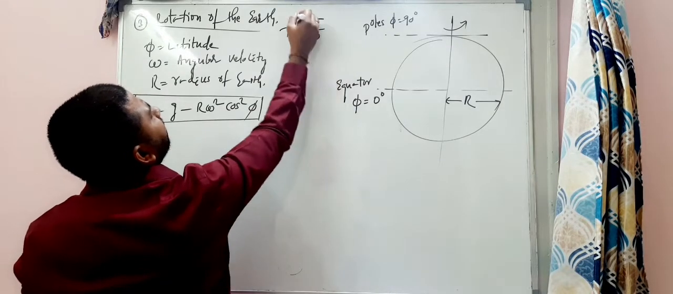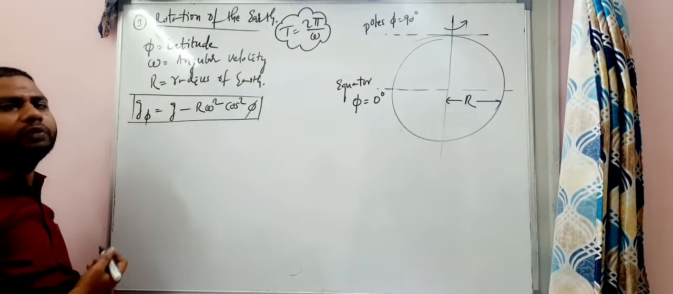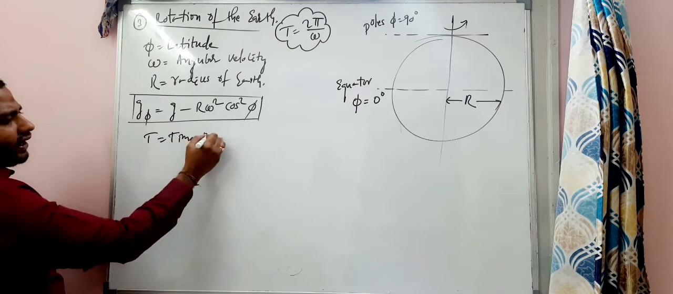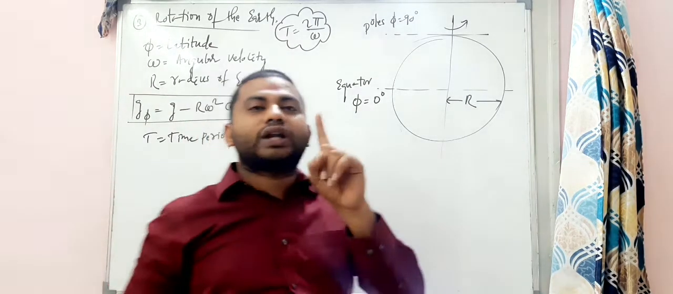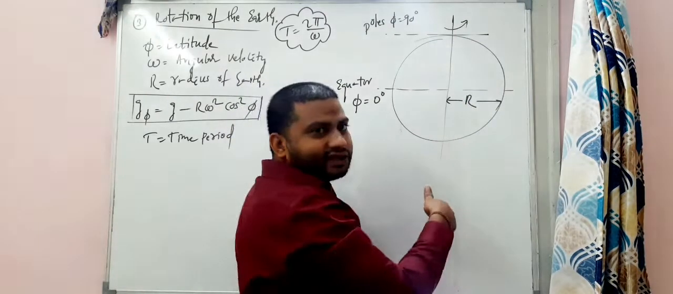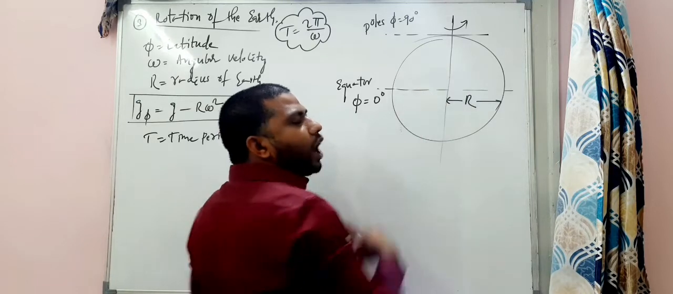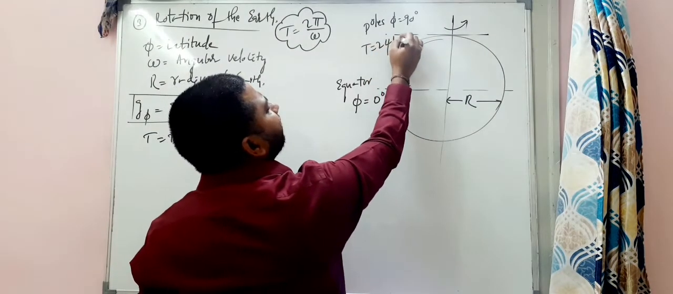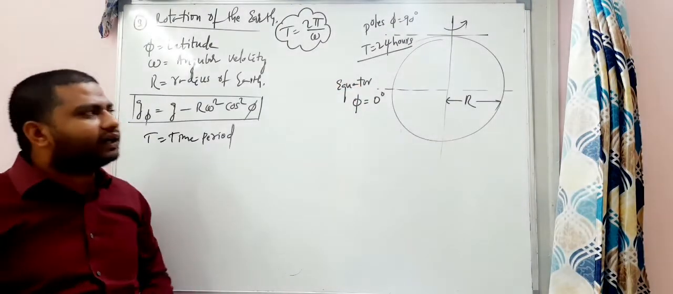Coming back to this point, we have the formula time period is equal to 2 pi by omega. And what is the time period? Time period is the time taken by the earth to finish one complete rotation about its own axis. About this axis, the earth is rotating. To complete one rotation, how much is the time taken? Generally we know that the time period is 24 hours, yes or no? Our one day means 24 hours. That's called the time period of the earth.